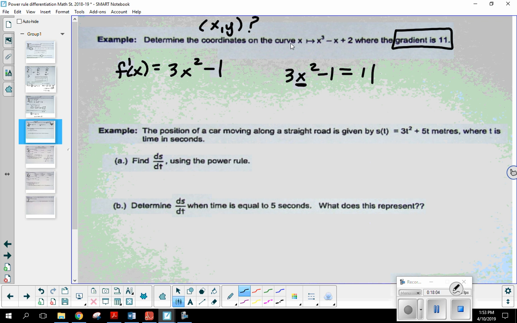Okay. And since we are going to be finishing up the lesson today, I'll go ahead and give this to you guys as well. This would be the next assignment over the power rule. I was thinking Friday.